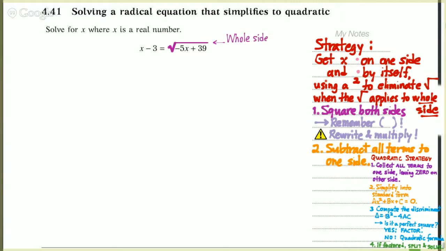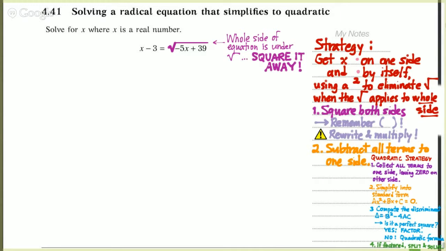Let's get started. So first, the right-hand side is the square root of an expression. Square root of negative 5x plus 39. That whole right-hand side of the equation is underneath the square root, which is great. We've got the radical right where we want it. And in our very first step, we're going to make it disappear. Because it's a square root, we can get rid of it by squaring the right-hand side and the left-hand side of this equation.